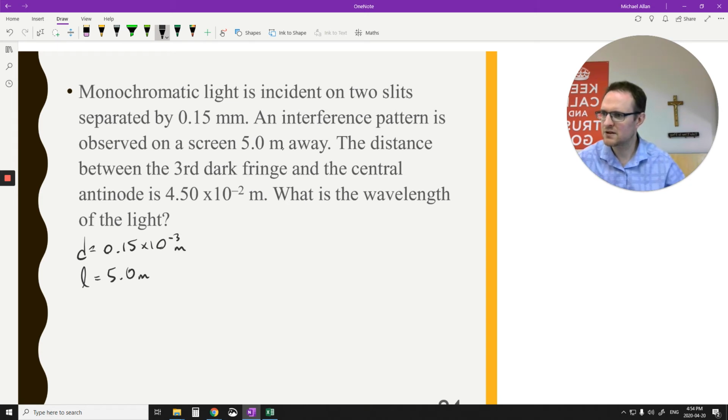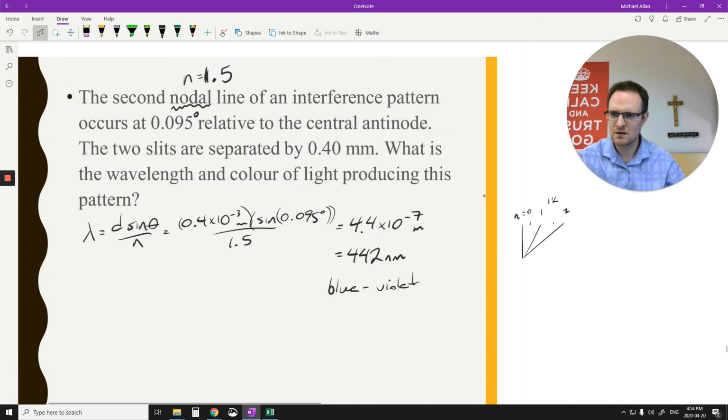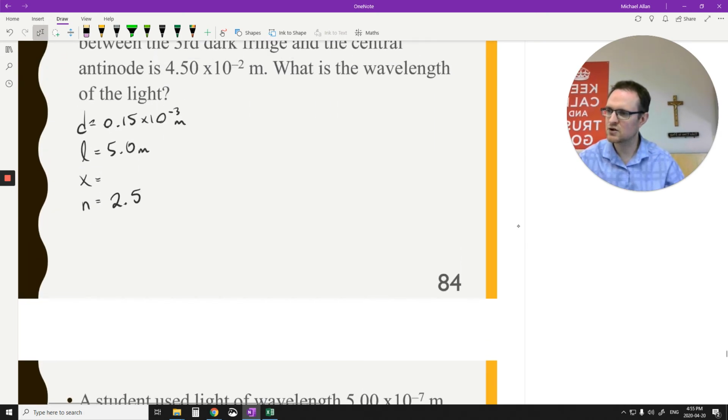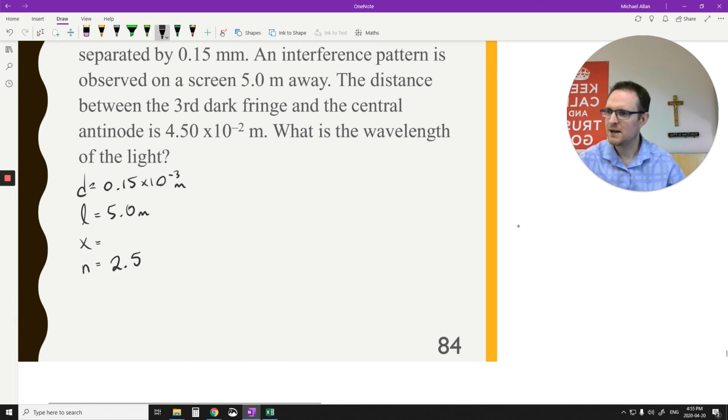The distance between the third dark fringe and the central antinode. So they've given us the X value at this time. The dark one. So if I go back to that picture we had before, the third one, 1, 2, 3. The third dark spot would be right here, which would be 2.5. Okay, yeah, that's 2.5. So third dark fringe is 2.5. X is 4.50.